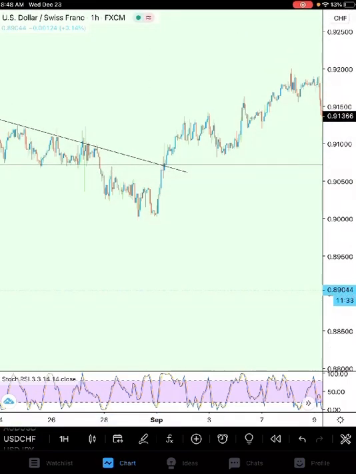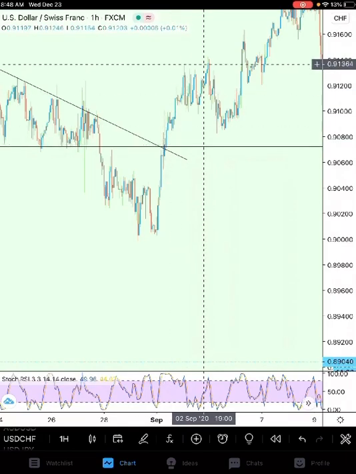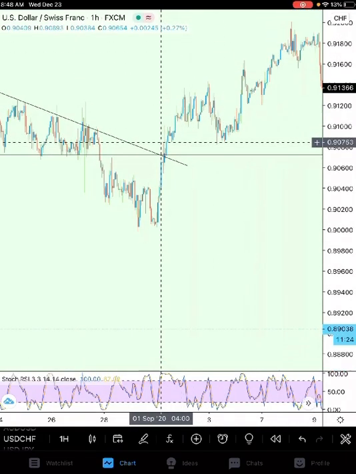Wow. And then X marks the spot. Look at that. And it just comes back up here and then buys up.